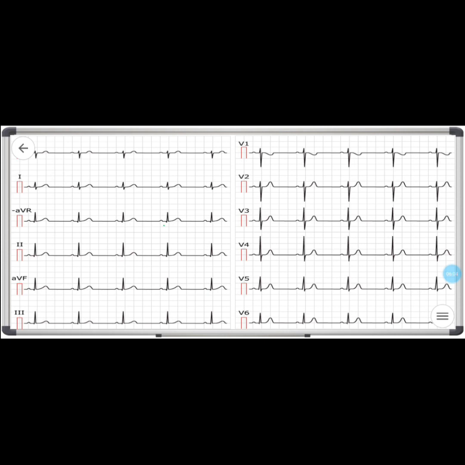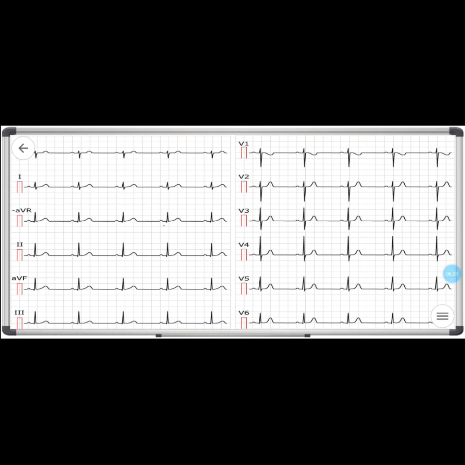Now, if we talk about the heart rate, the normal heart rate is between 60 to 100. Anything that is less than 60 is called bradycardia, and anything that is above 100 is called tachycardia. Okay, and if it's in a sinus rhythm, we call it sinus bradycardia and sinus tachycardia, respectively.